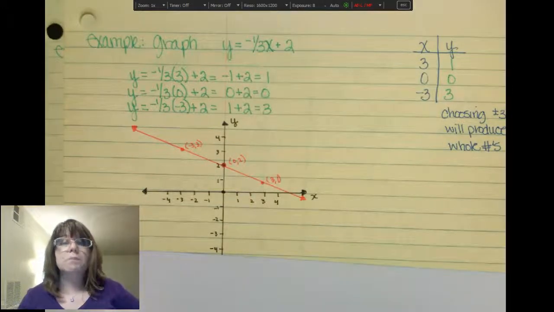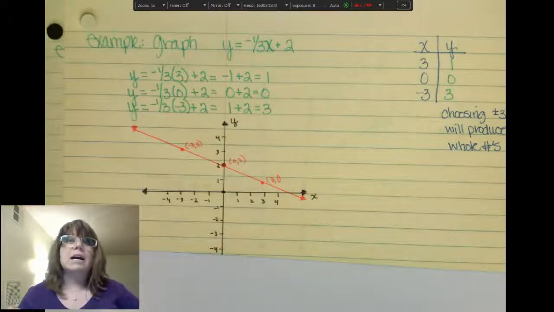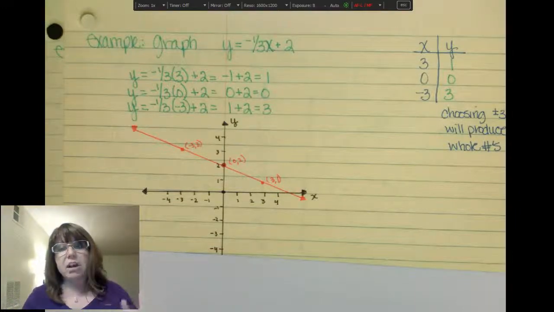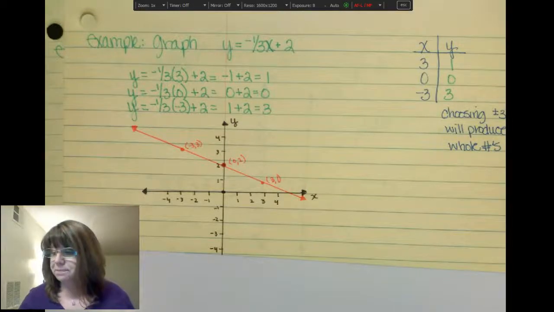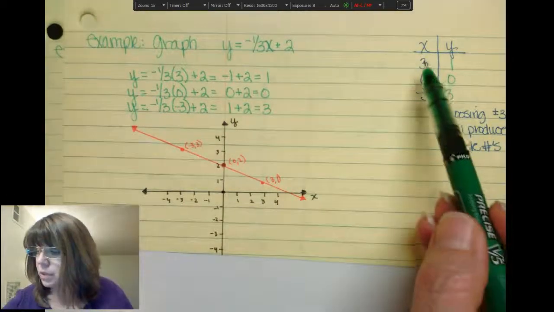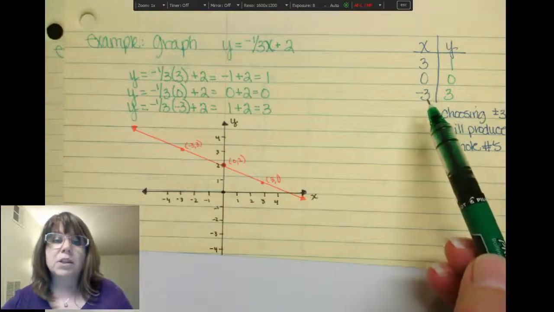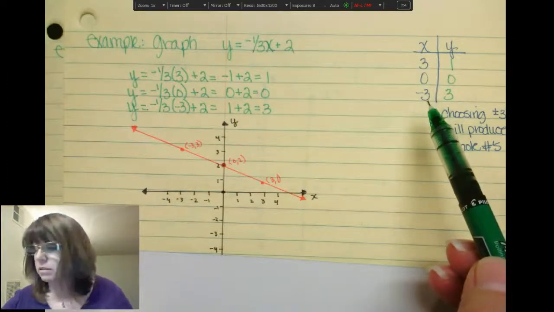So choosing positive 3, negative 3, positive 6, negative 6, 0, that will get rid of the fraction. All of those points are great x-coordinates to use so you get whole numbers in the end. So I'm going to use 3, 0, and negative 3. Again, 2 points will get me a line, but 3 will make sure I'm on the line.